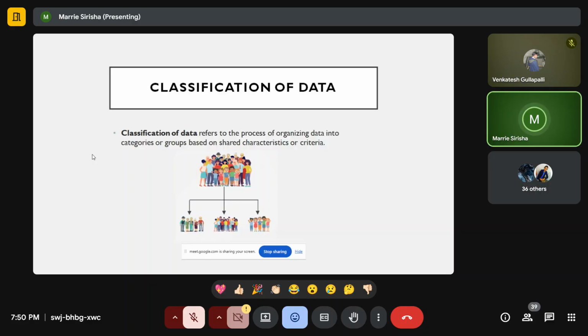So data can be raw facts, as I told you, unprocessed facts, and it can be in text, numbers, images, anything.